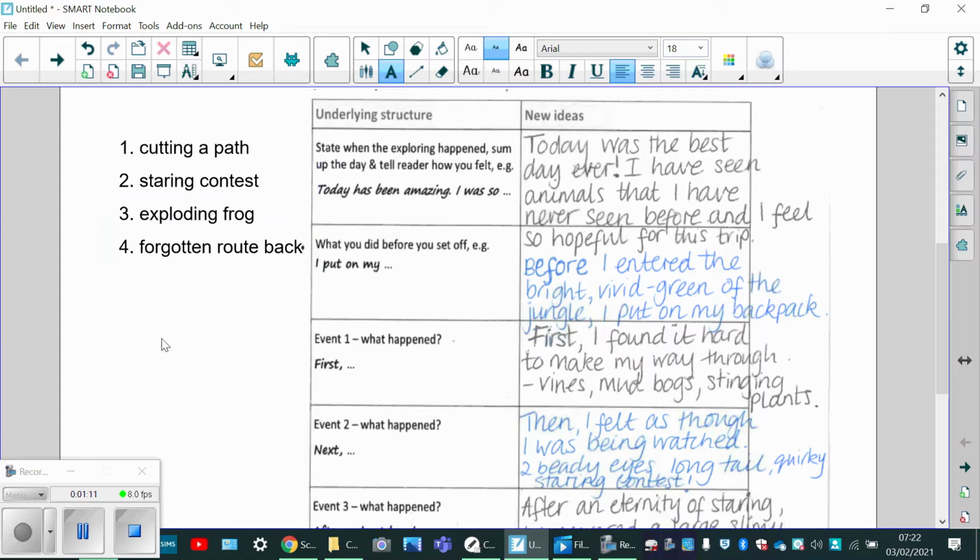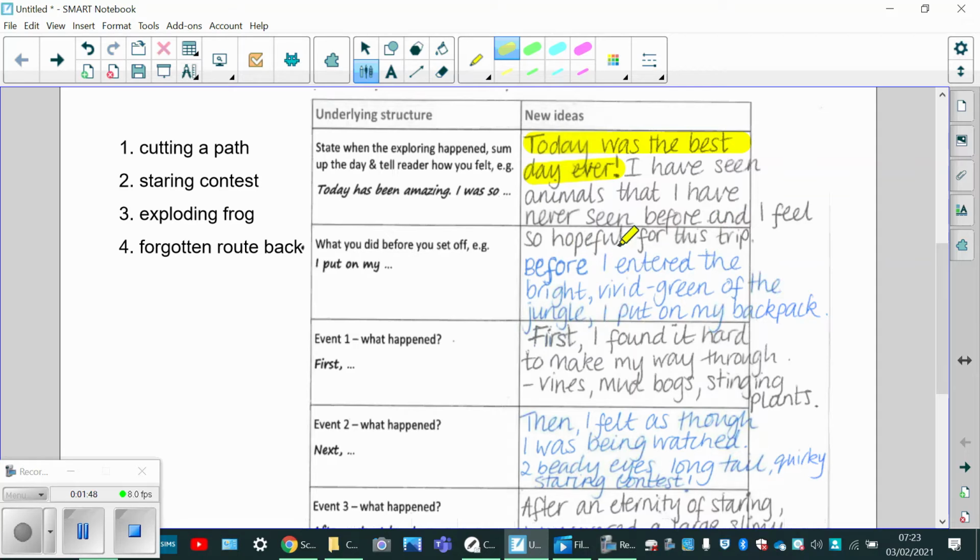If we then take a look at what this looks like on the plan. So the first box is just asking you to come up with some ideas of like an introduction really. So you might say something like, today was the best day ever, or you wouldn't believe what I saw today, or I made the most amazing discovery today, something like that. And I've said I've seen animals I've never seen before, and I feel so hopeful for this trip. So that's my introduction.